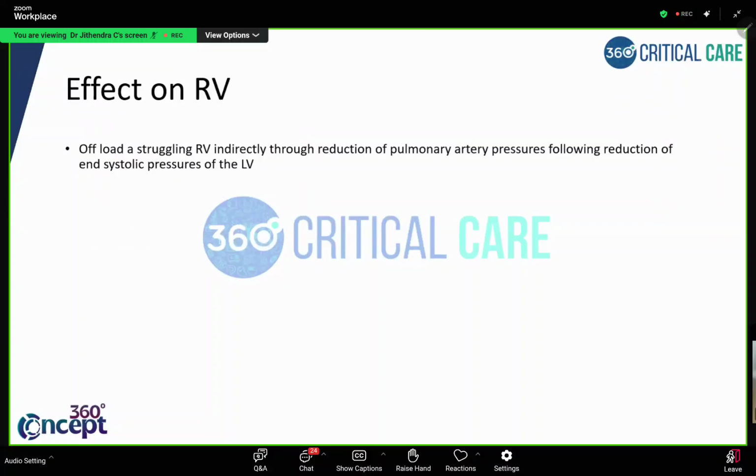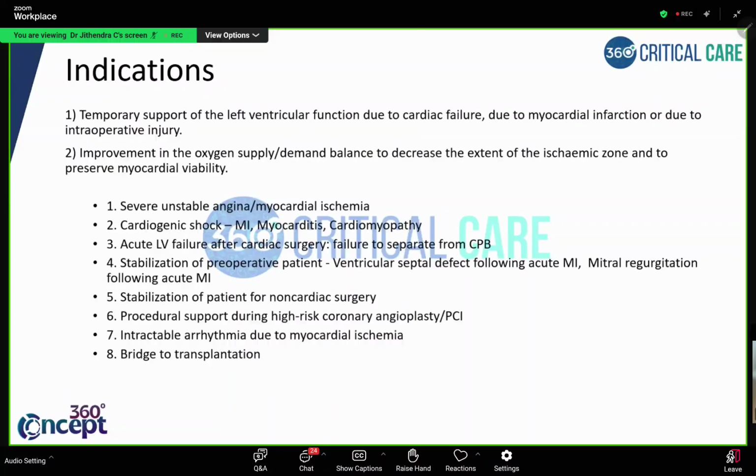Another important question they'll ask you is what is the effect on RV? So the answer is there is no direct effect on the RV, but indirectly it will help. Because you're facilitating the LV, there is some offload on the struggling RV. So some influence or some help is there for the RV also, but mainly it is for the LV support. Okay.